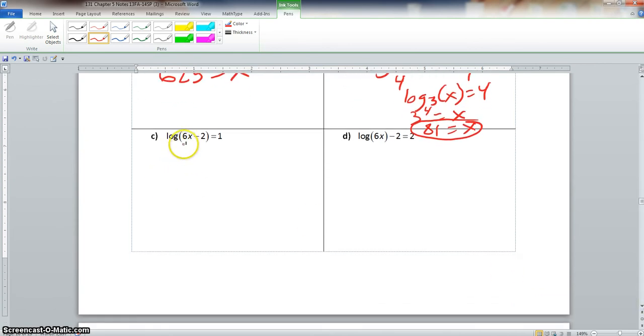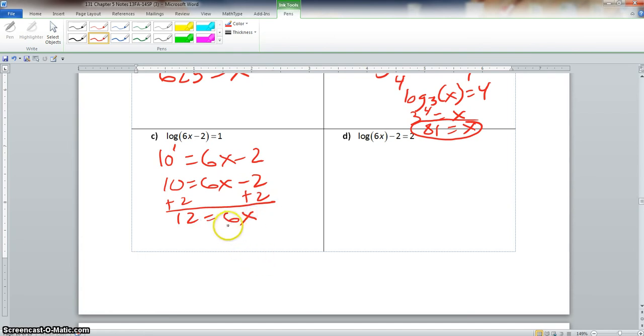We have log of 6x minus 2 is equal to 1. Now remember, we don't see the base here. That base is assumed to be 10. So we could rewrite this as an exponent. It'll be 10 to the 1st power is equal to 6x minus 2. Now we know 10 to the 1st power is 10, which is equal to 6x minus 2. We'll add 2 on both sides, and we will have 12 is equal to 6x. We'll divide each side by 6, and 2 is equal to x.